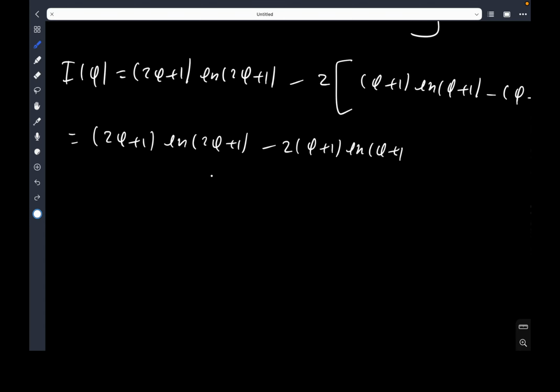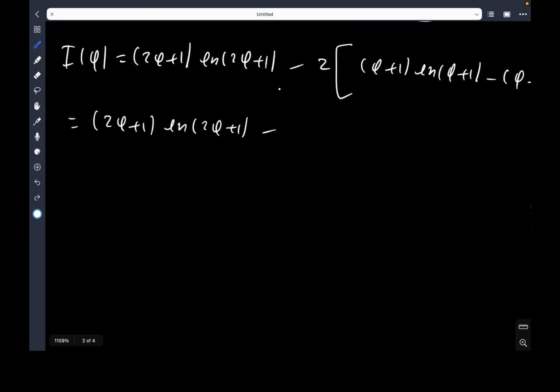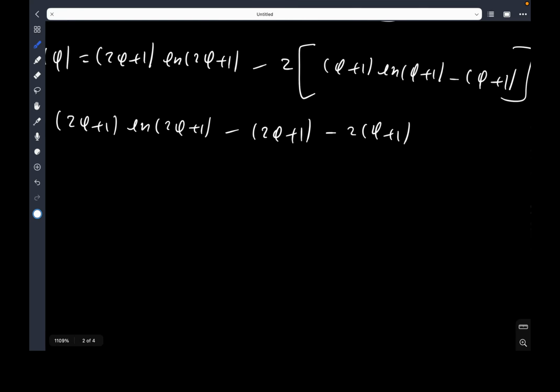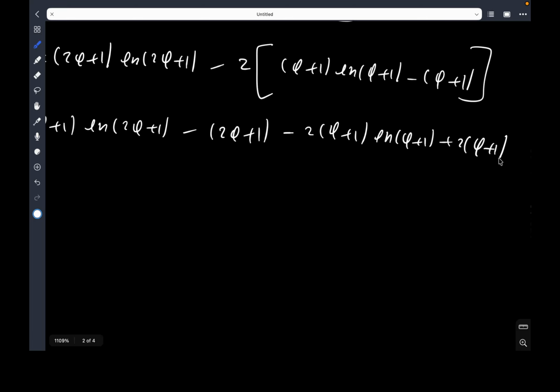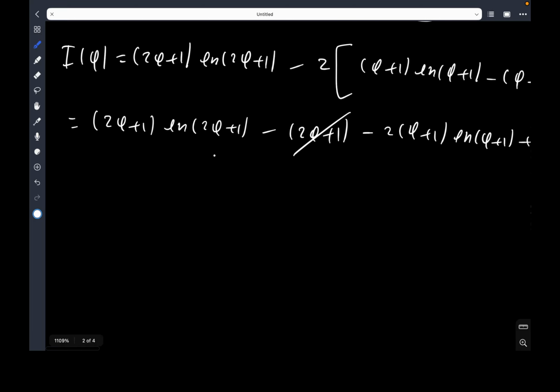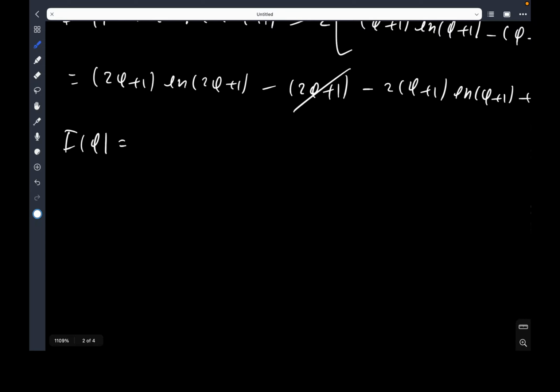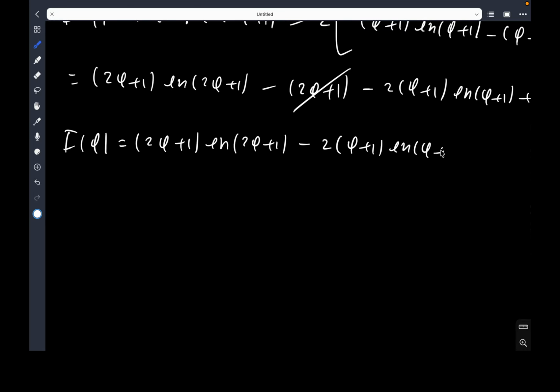Sorry, I forgot to. Should have added a 2 phi plus 1, and now 2 times phi plus 1 ln of phi plus 1 plus 2 phi plus 1. These two are going to go away, and my I of phi is 2 phi plus 1 ln of 2 phi plus 1 minus 2 times phi plus 1 ln of phi plus 1, plus some constant of integration.